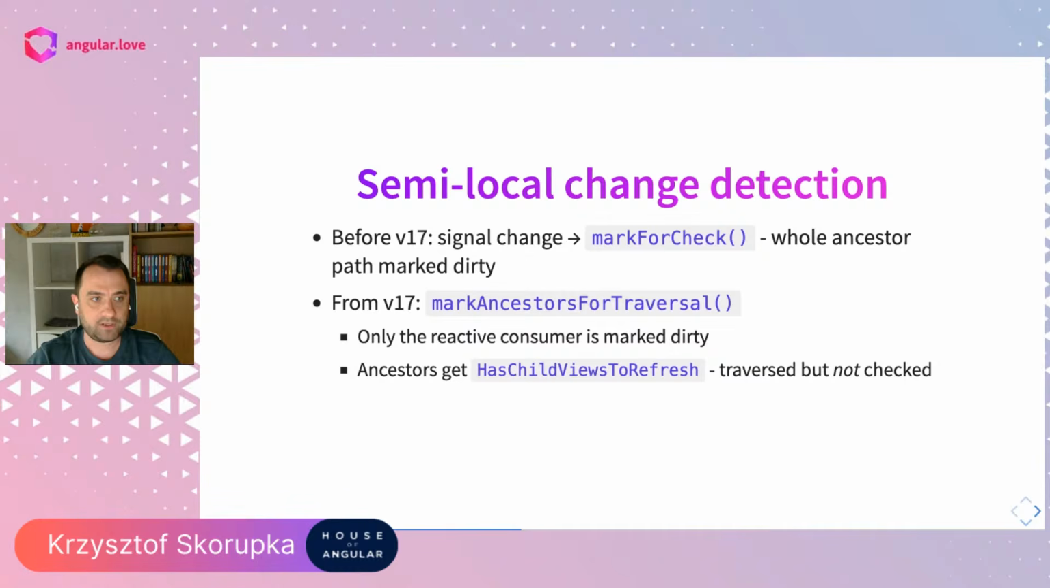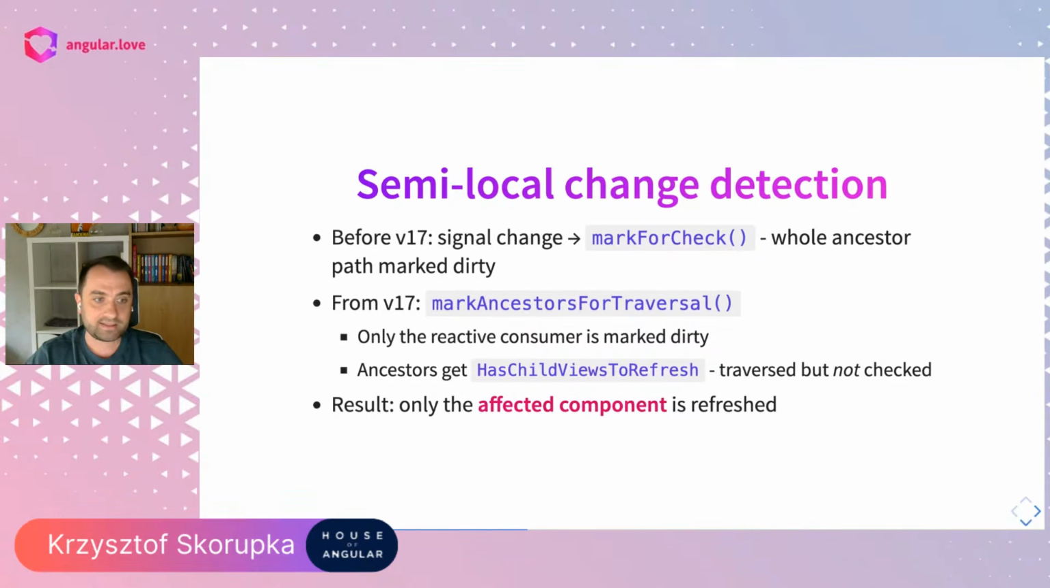But from version 17, there is a new function introduced, which is called markAncestorsForTraversal. And this is a totally different thing. With that, only this reactive consumer, again, it's not the node, is marked dirty, and all of its ancestors are not really marked dirty or anything. They've got a new special flag, which is pretty long and is called HasChildViewsToRefresh. But basically it indicates, hey, there is some component or view down below that might need to be refreshed, but it's not me.